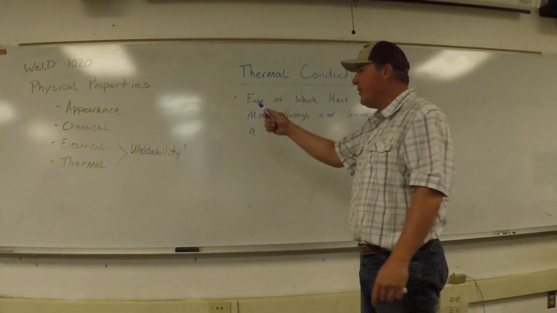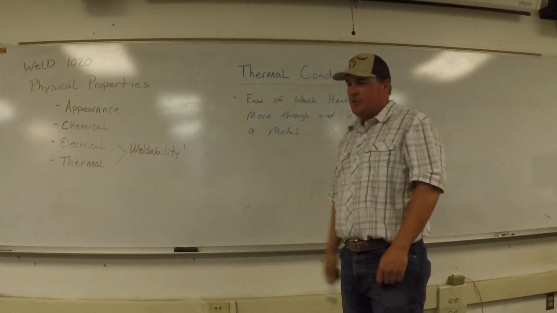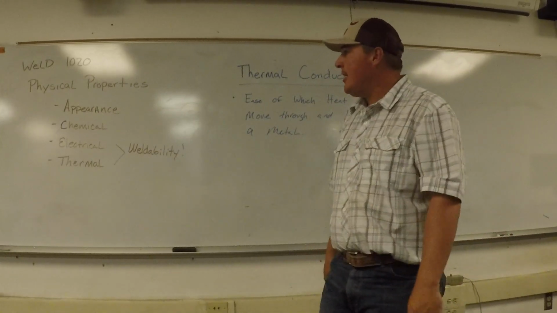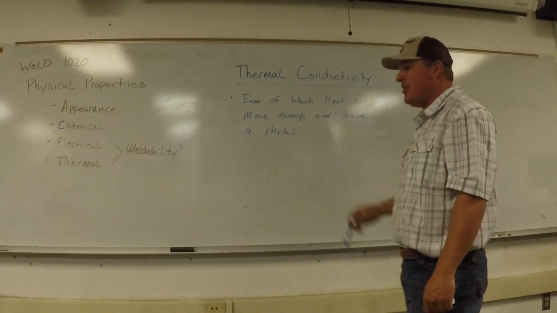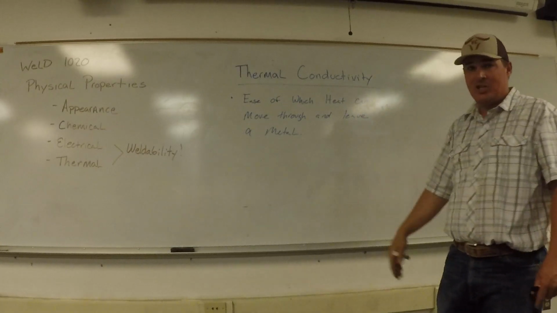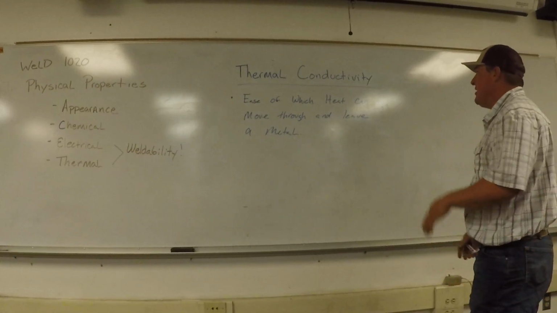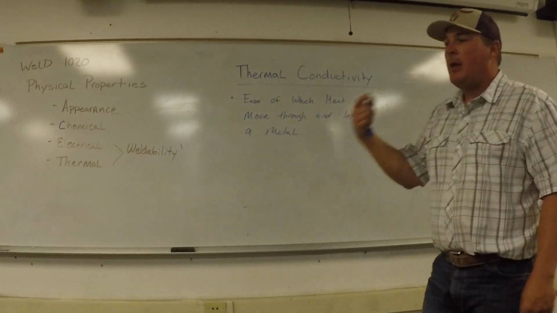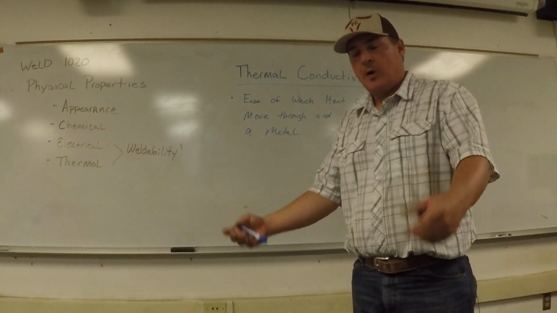Class. So we've covered appearance, we've covered chemical properties, corrosion resistance, electrical properties, electrical conductivity, and we're going to finish up with the last one, which is thermal conductivity. Now this is by no means a Webster's dictionary definition for thermal conductivity, but it's kind of my easy definition. It's the ease at which heat can move through and leave a material or a metal, right?